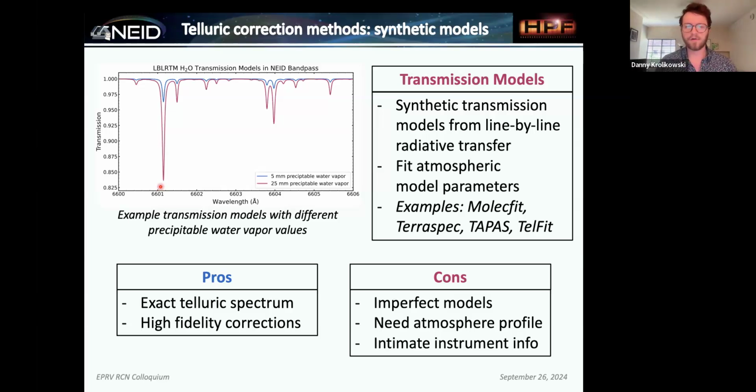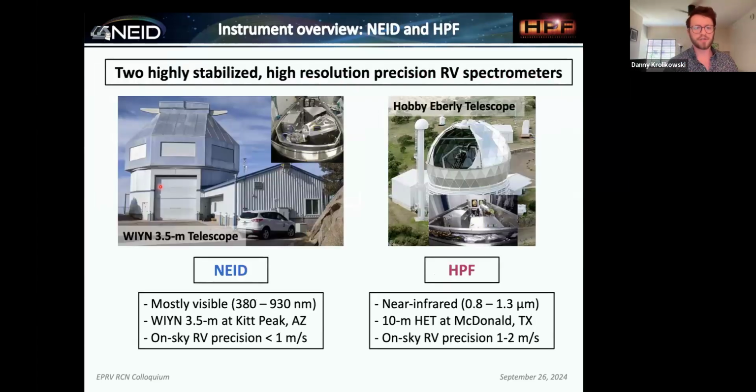So that's kind of a bit of an overview of telluric contamination and how we might correct for it. So the work that I've done has mostly been focused on synthetic transmission model corrections for the two instruments that I work on, NEID and HPF. So just a quick introduction to these two instruments. These are kind of sister instruments, I would say.